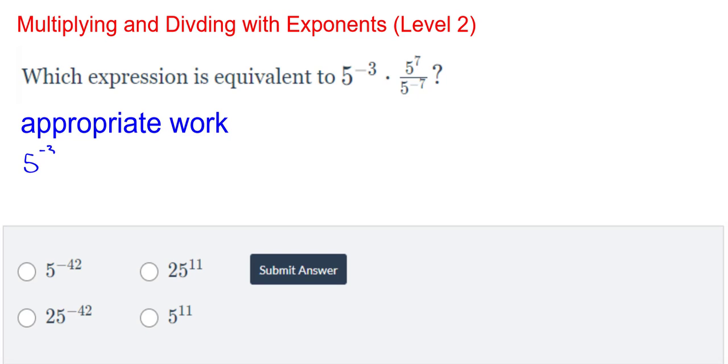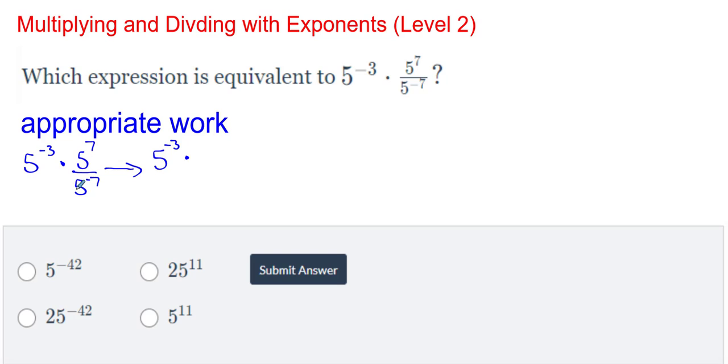So 5 to the negative 3 multiplied by 5 to the power of 7 divide by 5 to the power of negative 7. Again, I'm going to work by simplifying the fraction to start. So my first one I'm going to rewrite as 5 to the negative 3. Now I'm going to take 5 to the power of 7 and I'm going to divide it by 5 to the power of negative 7.